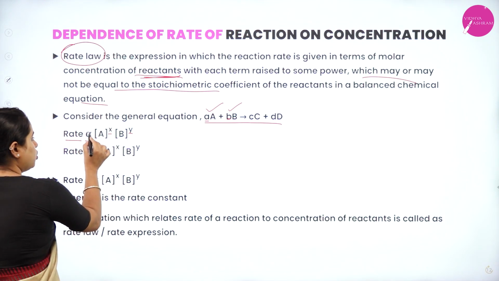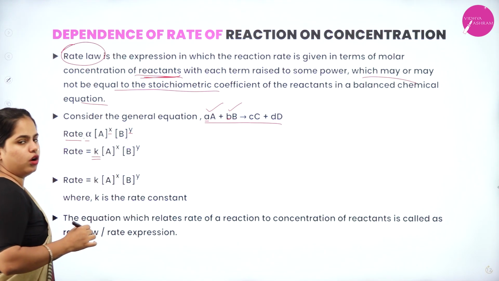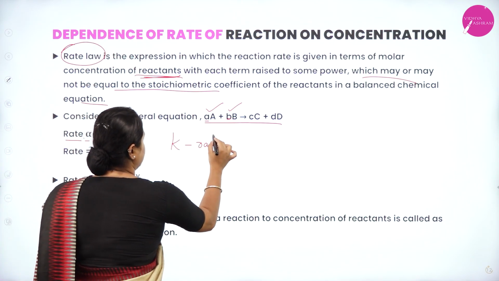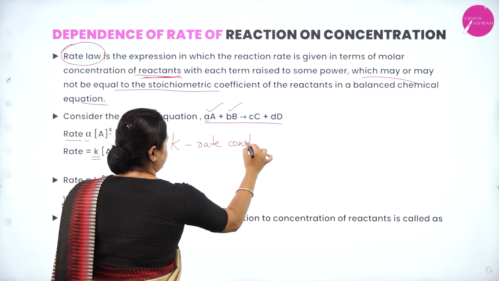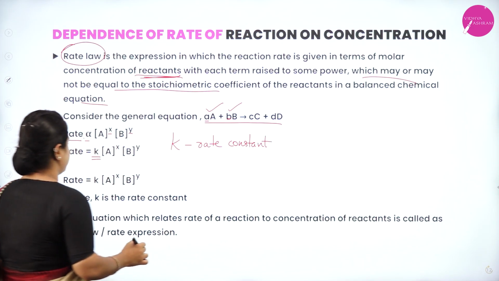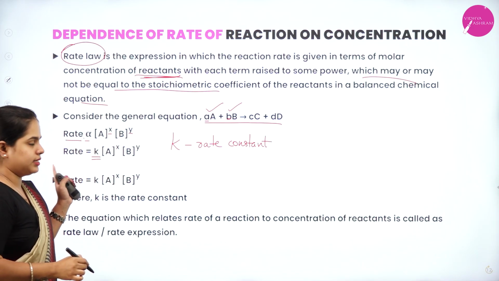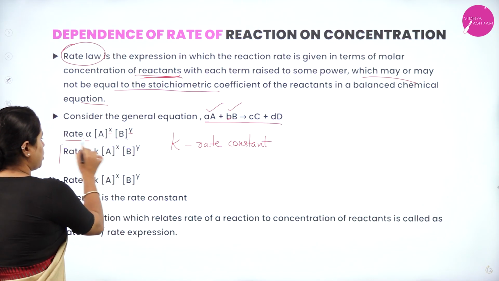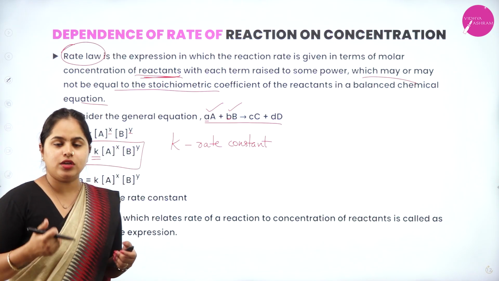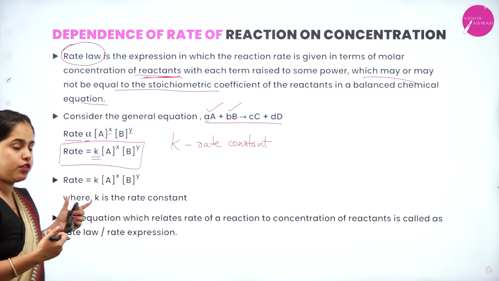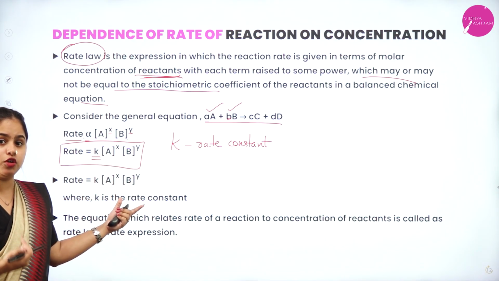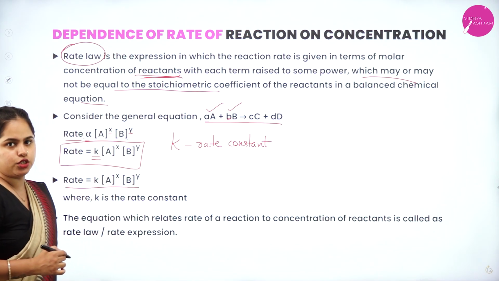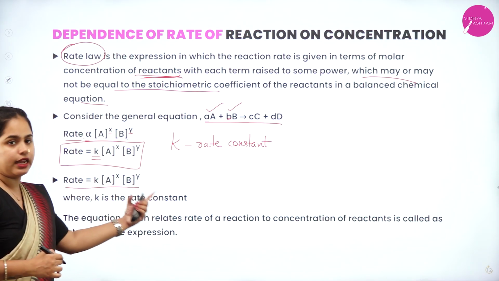Now to remove this proportionality, we introduce a constant K. This K is called the rate constant. So rate is equal to K into [A] raised to x into [B] raised to y. This is called the rate law. So rate law is an expression which links the rate of the reaction and the molar concentration of the reactants. Rate is equal to K into [A] to the power x into [B] to the power y, where K is the rate constant.